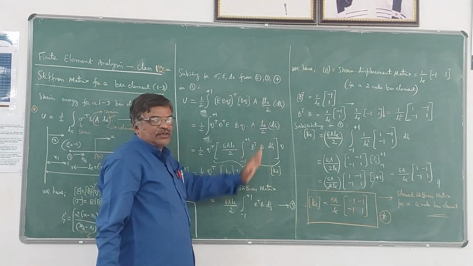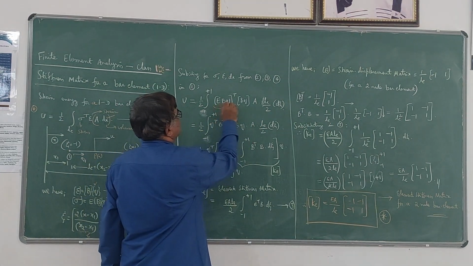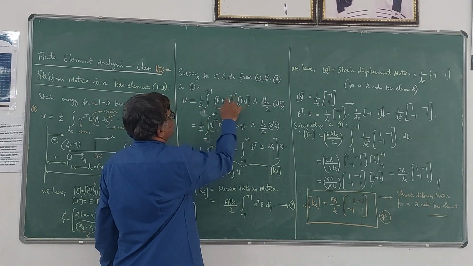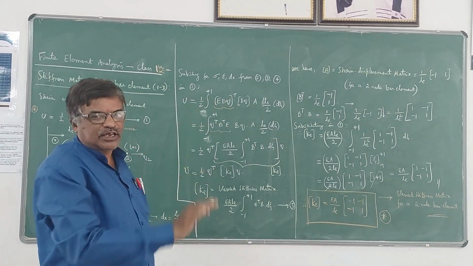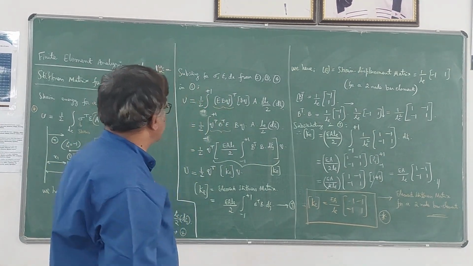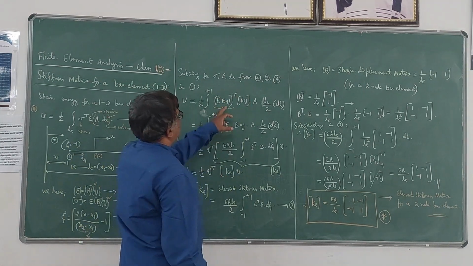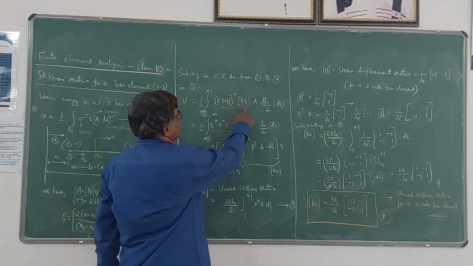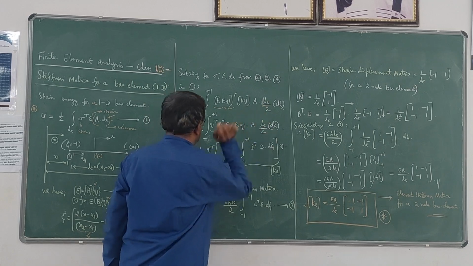Now from matrix algebra, EBQ whole transpose is nothing but Q transpose into B transpose into E. E is a constant here, Young's modulus, the modulus of elasticity. It remains the same, whereas the order of the matrices is reversed. So Q transpose, B transpose, E into BQ is there as usual, into A, into Le by 2 d zeta.